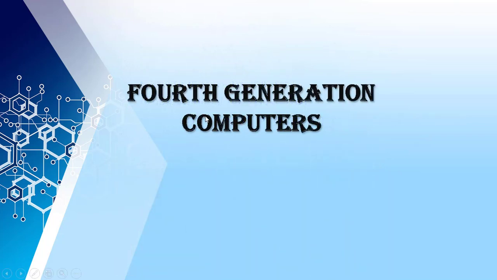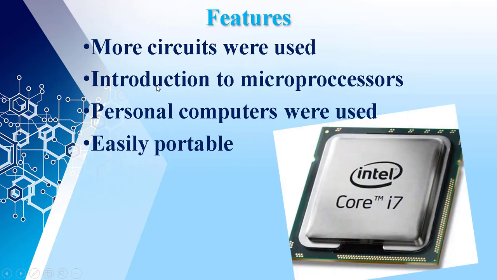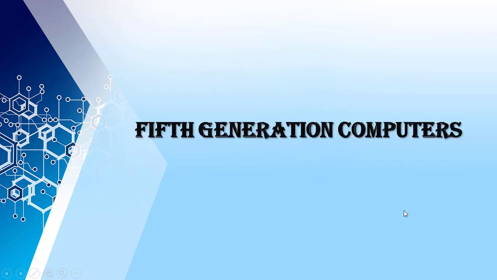Fourth generation computers. In fourth generation computers, more circuits were used, and the introduction to microprocessors and the personal computers were used, that is PCs were used, and the systems were easily portable. They were able to move from one place to another. You can see the image of the processor over here, that is Intel Core i7 processor.